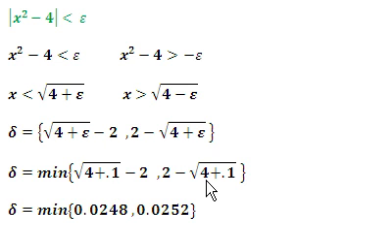And I did an example here. I let epsilon be 0.1. And after doing the arithmetic here, as you can see, I get 0.0248 for one of the deltas, and I get 0.0252 for the other delta. And so that means that we should choose this delta right here. This is the one that we must choose. Okay, this one right here.